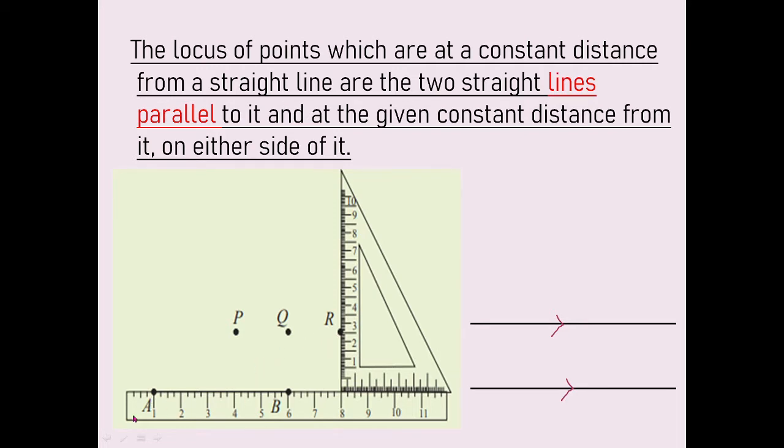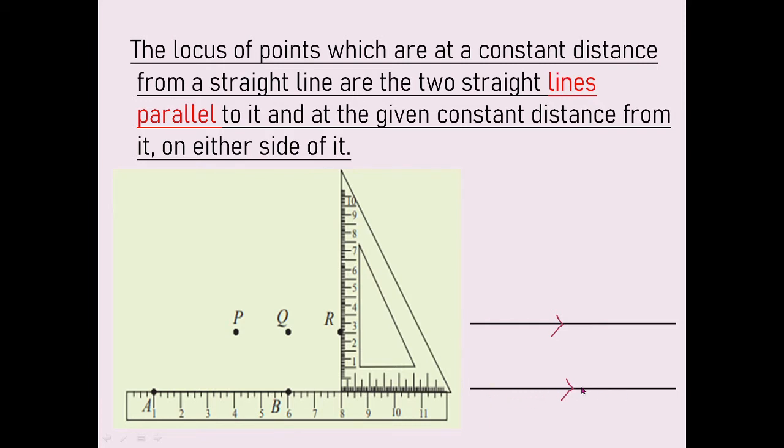Place the ruler on AB. Place the set square this way and slide the set square on the ruler. Then you can mark these points. After marking those points, you can join those points using a ruler. You will obtain parallel lines.